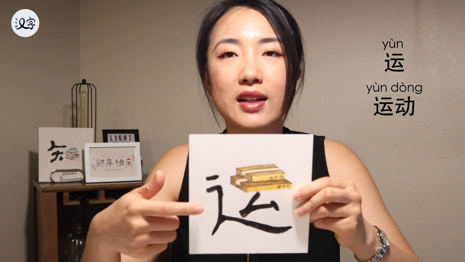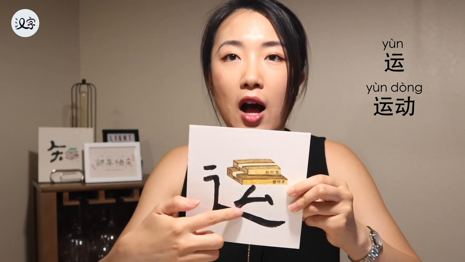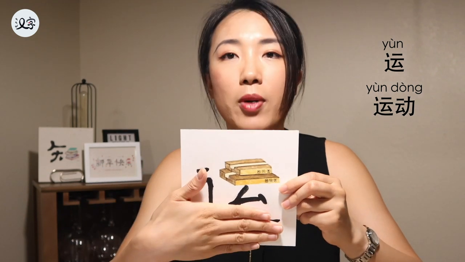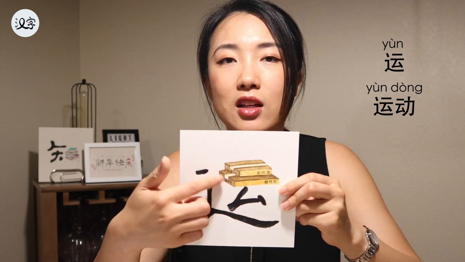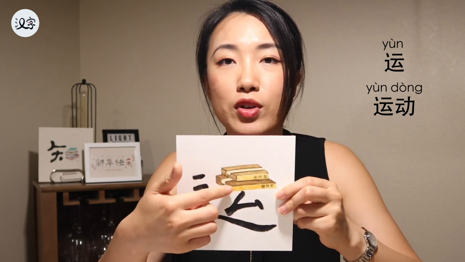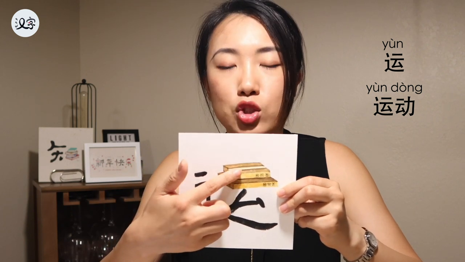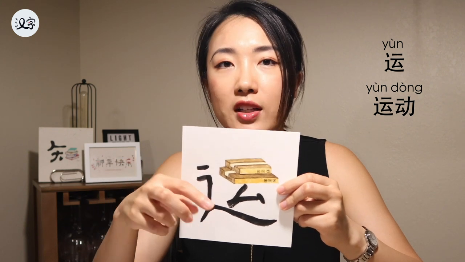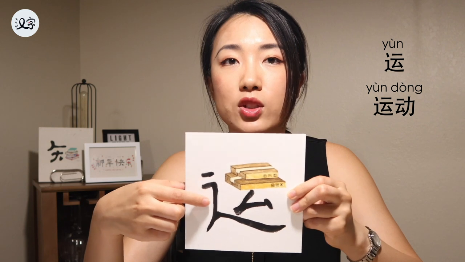Character 运, to transport, to carry. So 走之旁, it's moving, walking related. The top part, 云, means cloud. And here it plays the phonetic role, 云, 运. However, you can imagine it as two packages. So you use legs to walk to transport packages. 运, to transport, to carry.